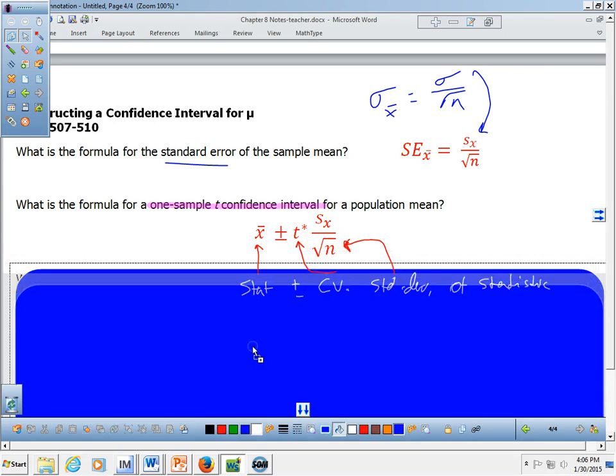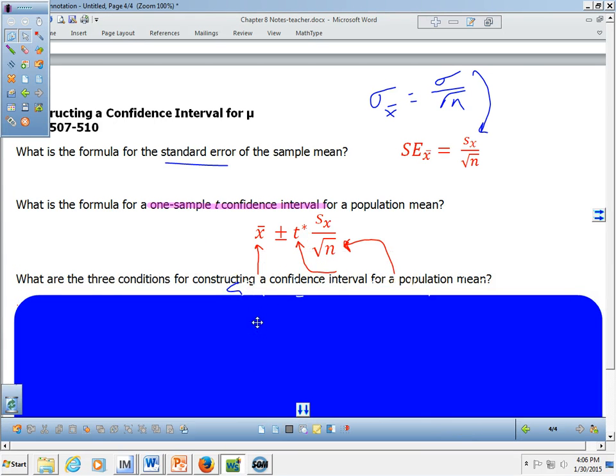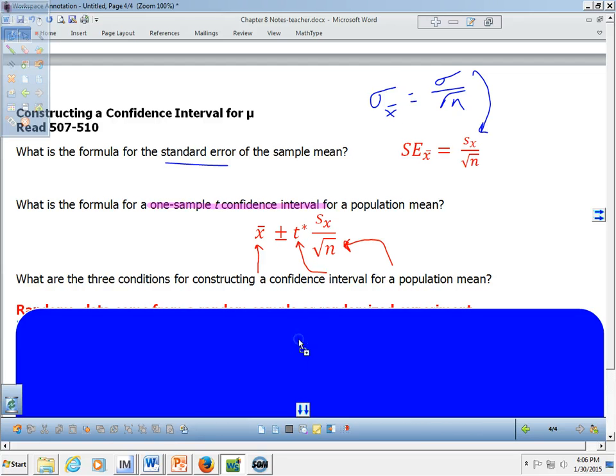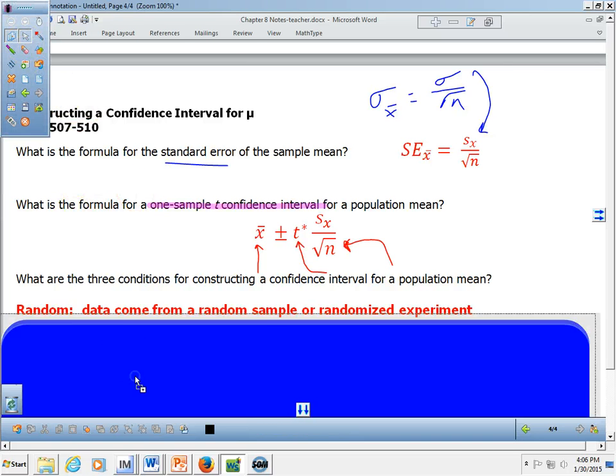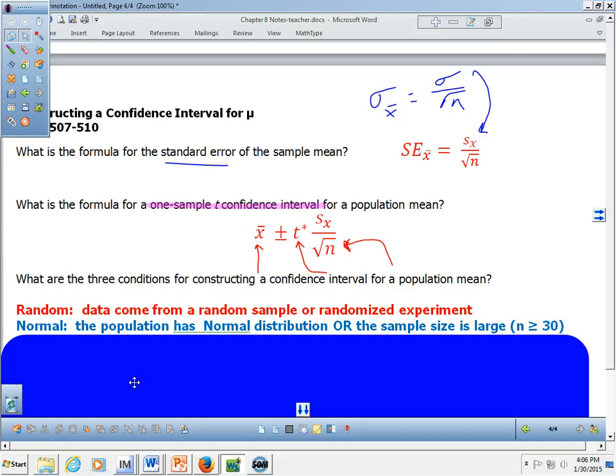All right, well, just like before, there are some conditions that we have to have met in order to construct a confidence interval for a population mean, right? And these are going to sound really, really familiar. Our data has to come from a random sample or randomized experiment, right? Same thing, we're going to look for SRSs, or randomly assigning our subjects to treatments, okay? Our sampling distribution needs to be normal. Now, how does that happen?